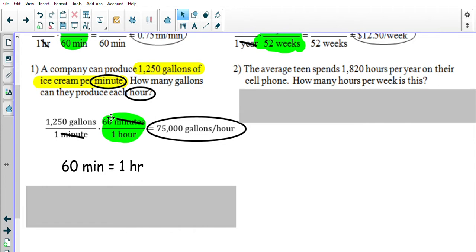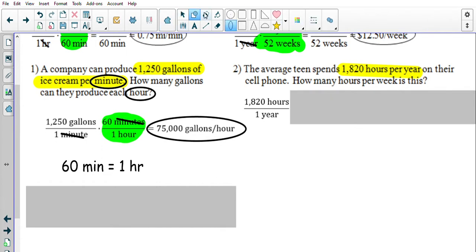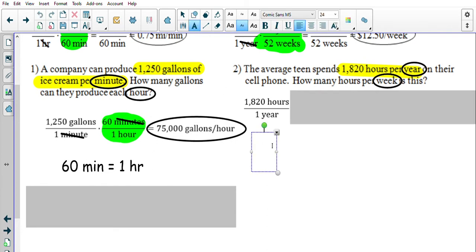The average teen spends 1,820 hours per year on their cell phone. How many hours per week is this? So the unit rate that we're given is 1,820 hours per year. We want to convert the number of hours per year to hours per week. So the years is going to change to weeks. So we need to recognize that 1 year is 52 weeks.